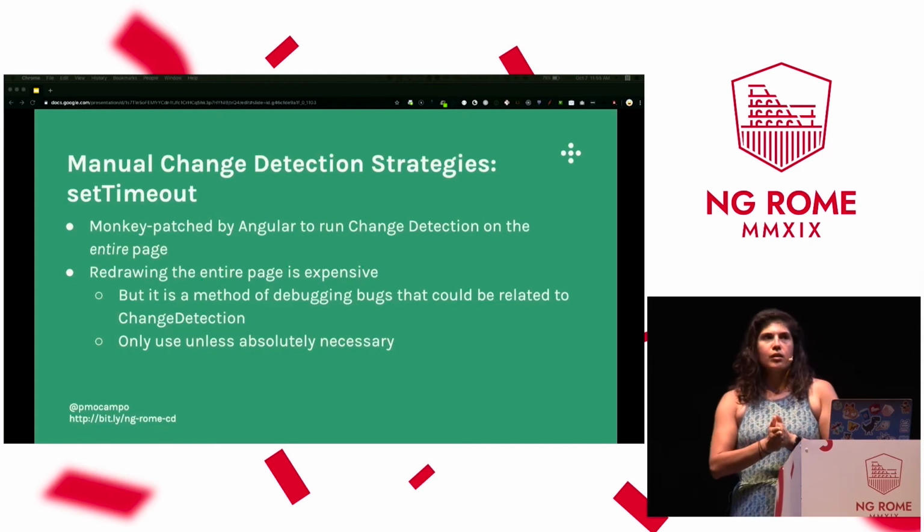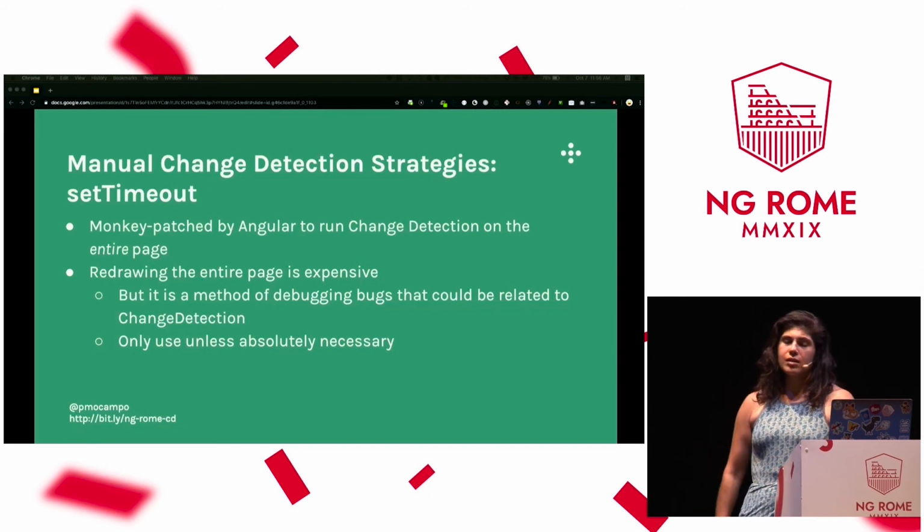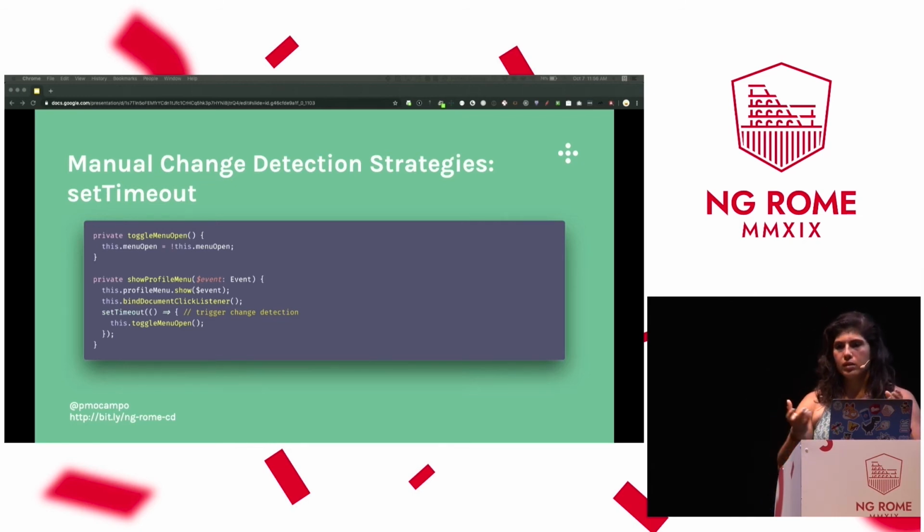setTimeout is not a recommended way to cause change detection because it redraws the entire component tree on the page. But it does, for me personally, provide a really quick way to debug what might seem like a change detection bug. And on my team, we try to avoid using it unless it's absolutely necessary. In this case, it was necessary because we wanted to do some toggling of a Boolean that enables a global navigation menu. The menu is not toggled too frequently, so this usage of setTimeout is not too expensive for us.